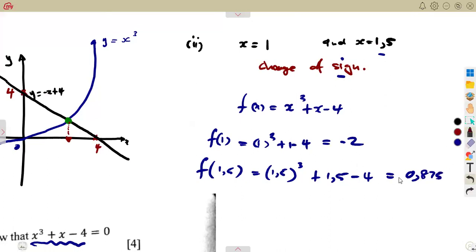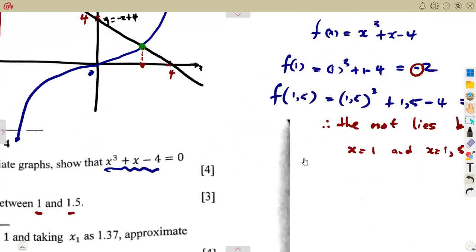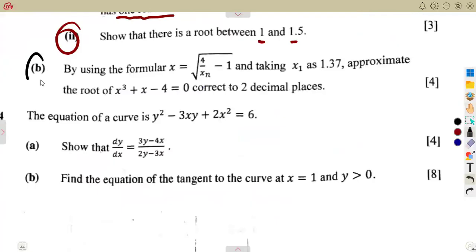So this is a negative. This here is a positive. There is a change of sign. Minus to plus, it can be plus to minus. As long as there is a change of sign, it therefore means the root lies between what you are given. So therefore, the root lies between these values that you are given, between x is equal to 1 and x is equal to 1,5. So we just know that the answer lies there. We do not have the answer exactly, but it lies in between. Then now they're saying, by using the formula, you are given the formula to use.